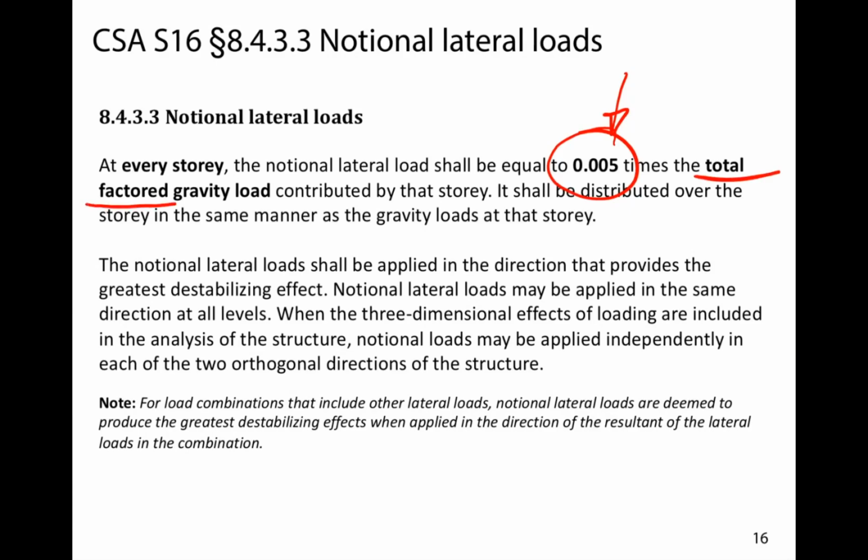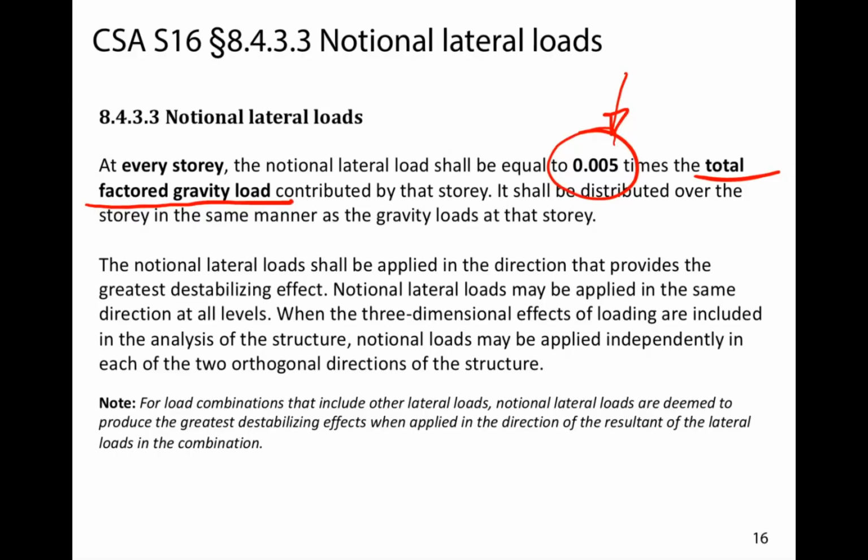The next thing that confuses a lot of people is that we need to apply this factor to the total factored gravity load at that story. Now, I don't like how that's described because it implies that you have to factor the gravity loads at each story and then calculate the notional lateral load. That's not correct, and what we're actually going to do is calculate the notional lateral load effects from the unfactored loads, so the loads that we calculated in lectures 5, 6. We're going to multiply those by 0.5%, and we're going to apply them with the other loads that we're going to see acting on the structure, and I'll describe that later.